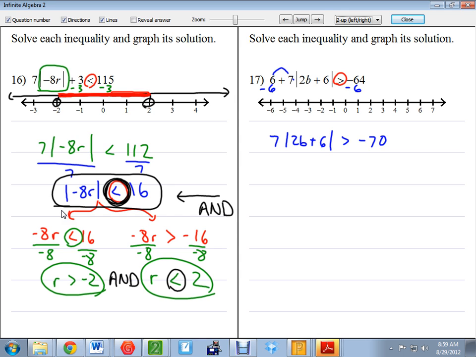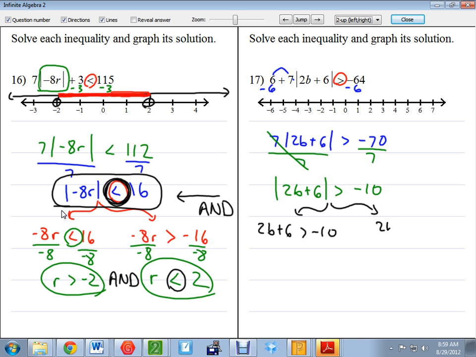To get the absolute value by itself, we now need to divide both sides by 7, and those will cancel, leaving me 2b plus 6 is greater than, since we don't switch the sign, a negative 10. These are still in the absolute value bars at this point, and normally we would write out two equations. This will end up being a special situation, which I'll address in just a second after I show you why. 2b plus 6 is greater than a negative 10, or 2b plus 6 is less than, we have to switch the sign, positive 10 when we change the value of the other side.